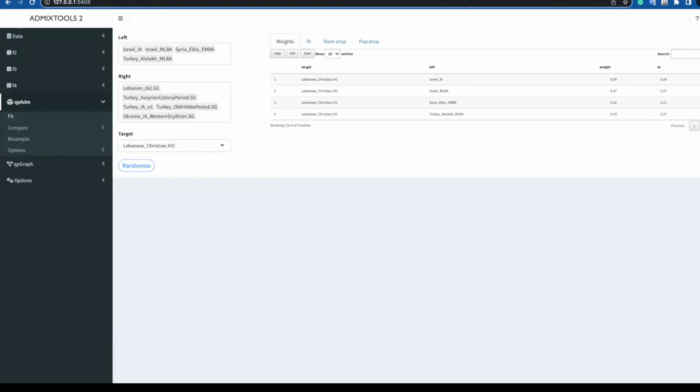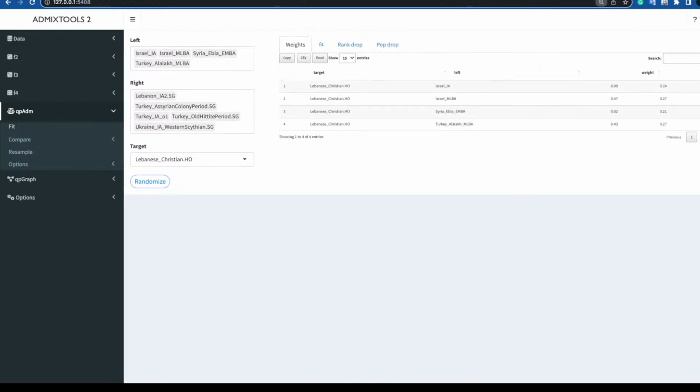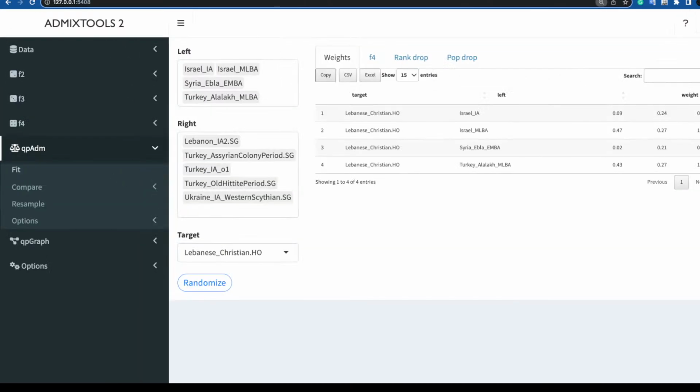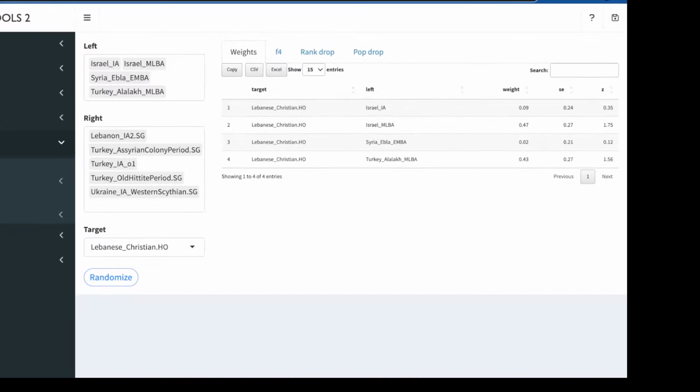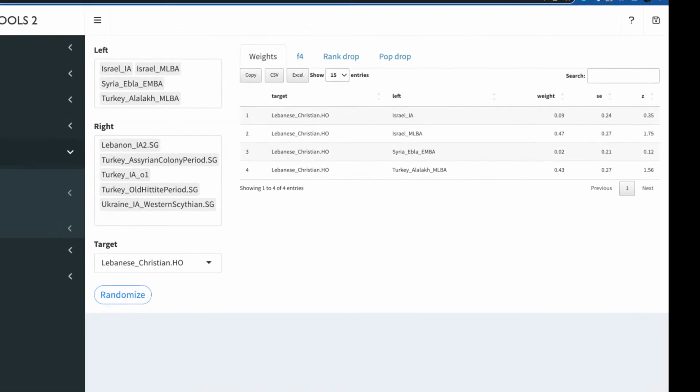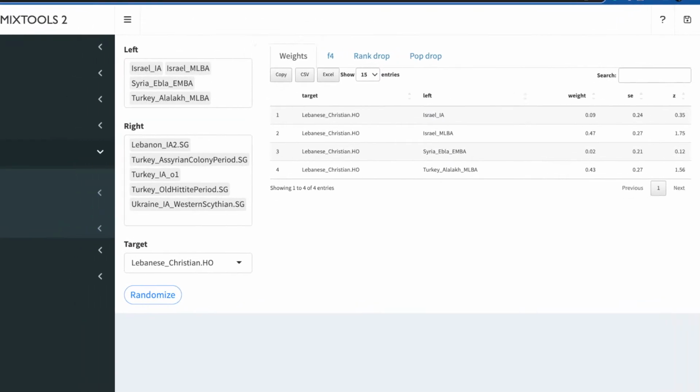Let's go to Adam. All right, so once again, for the admixture I chose, I made sure to get the lowest standard error. Let me see if I can zoom this in. Let's see. Try this.